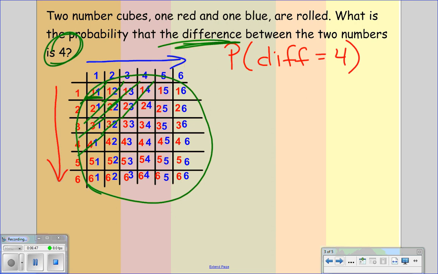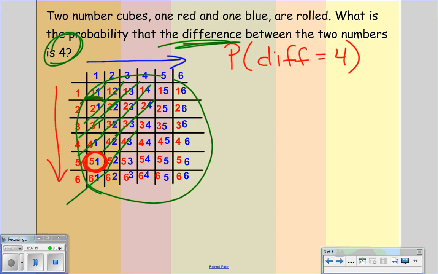Okay? Hey, 5 minus 1. That'll work, right? We want that. And then we've got to go back to 4 minus 2. Nope. No, no, no. Right? We're just looking to see what the actual difference of the two numbers is. Okay? I'm going to look here. 6 minus 1, that's a difference of 5. Not going to work. Okay? 5 minus 2, difference of 3. 4 minus 3, nope. Hey, guess what?